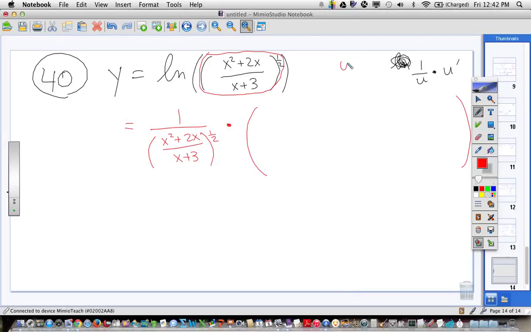What's the rule for a power rule? It's u to a power. The derivative is n times the stuff with the power dropped times the u prime, the stuff inside. So we're going to bring down the 1/2. We're going to leave the fraction alone to the negative 1/2 times, and I'm going to change colors, the derivative of the inside.